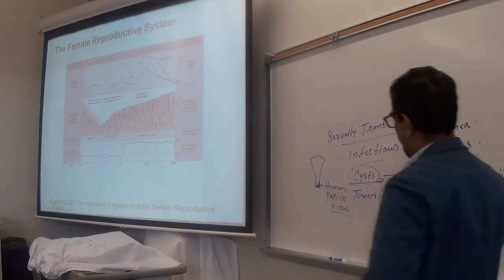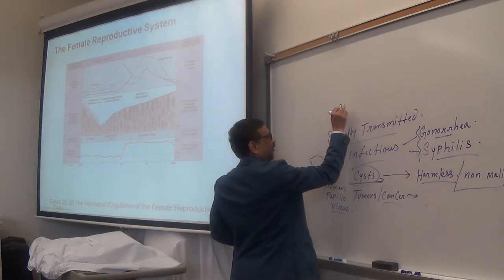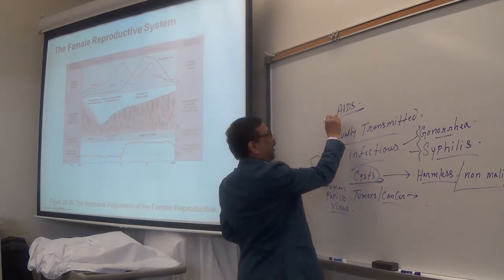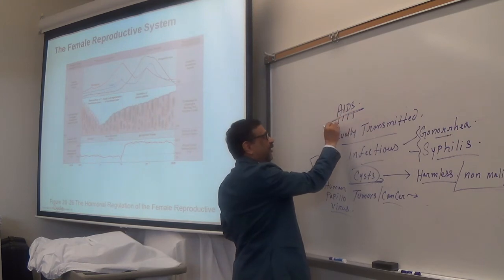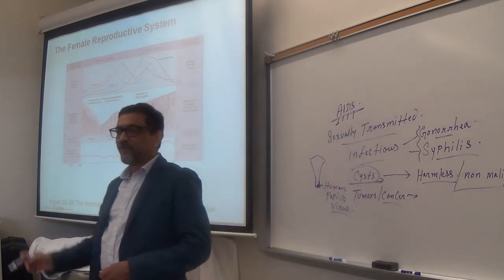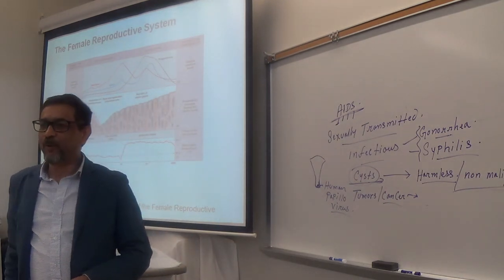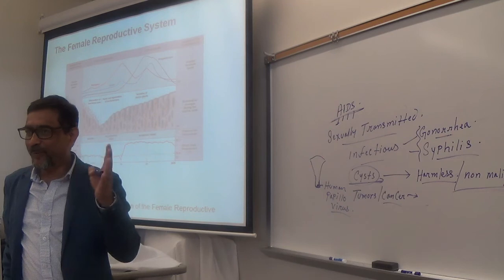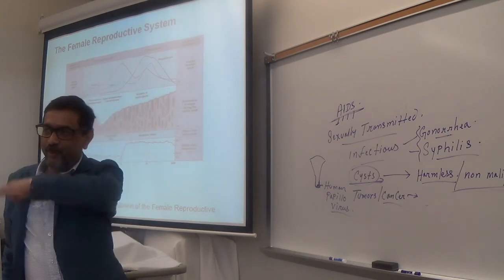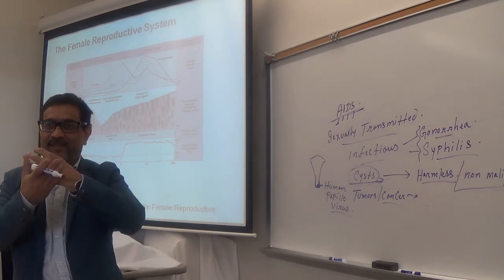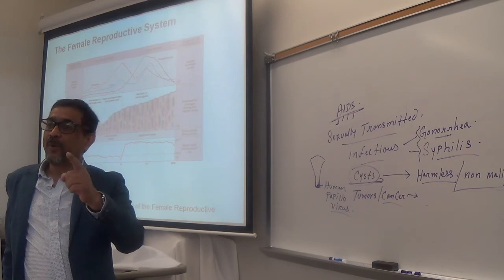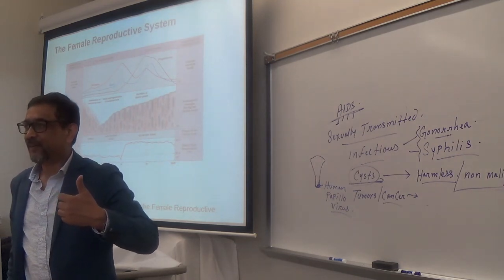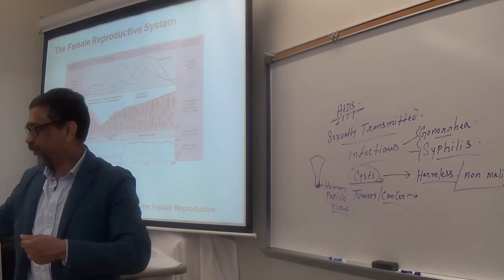AIDS, another viral infection, acquired immune deficiency syndrome, right? Now, you remember when we talked about immunity, innate and what? Adaptive. Do you remember two types of immunity? Innate immunity, everybody has by birth, right? Like the skin, it protects our body. And adaptive is also called what? Acquired. Another name of adaptive is acquired. Like T cell, B cell mediated immunity, right? That is produced in the body in response to any antigen, okay?